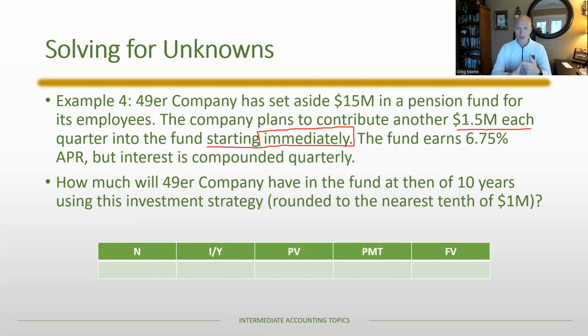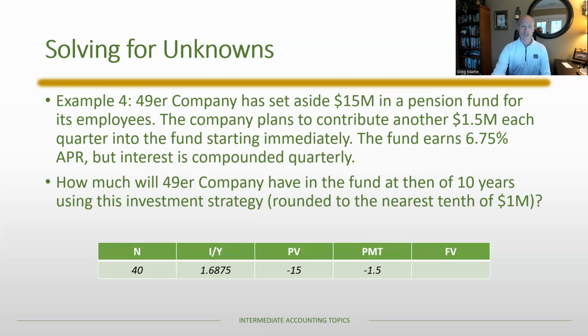So N is the number of quarters, which hopefully, 10 years times 4 is 40. My I/Y, I need a quarterly rate. So I take my annual rate and divide it by 4. My PV is the amount that I'm putting in right now, which is the 15 million. And then the payment is the 1.5 million that I'm putting in each quarter.